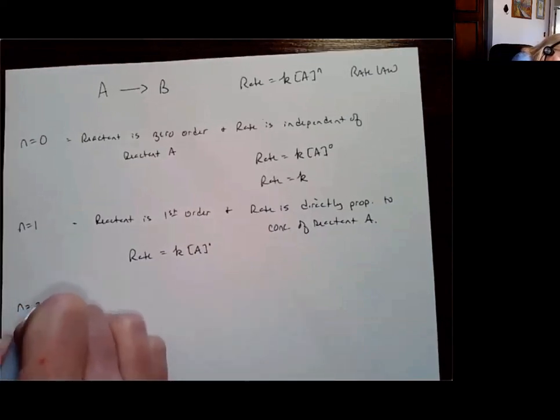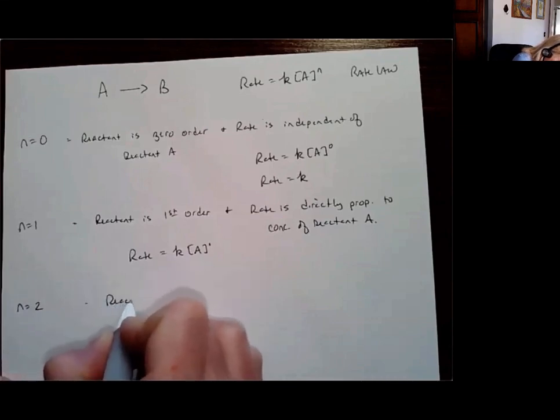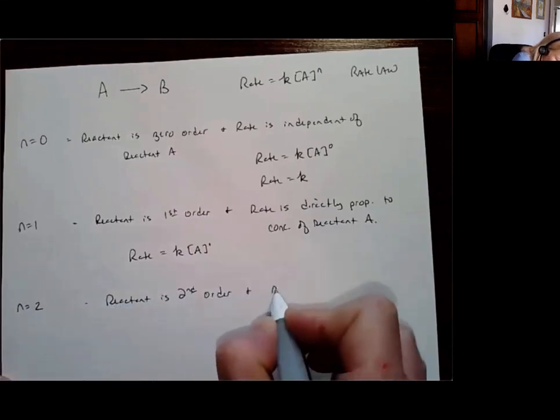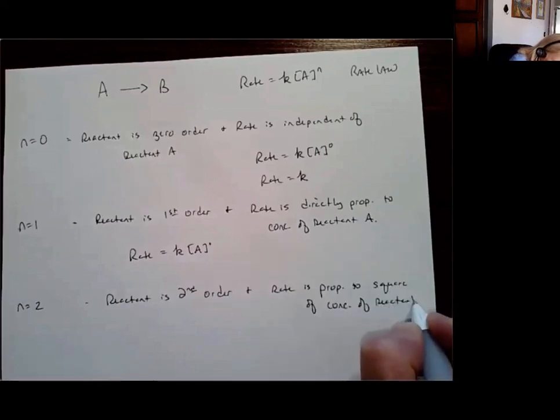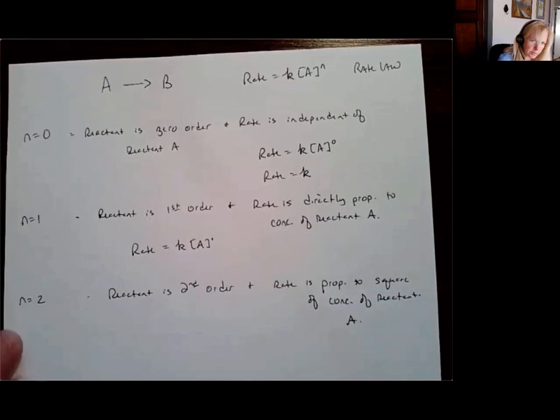If n equals 2, now my reactant is second order, and my rate is proportional to the square of concentration of reactant A. So now I have an exponential scenario.